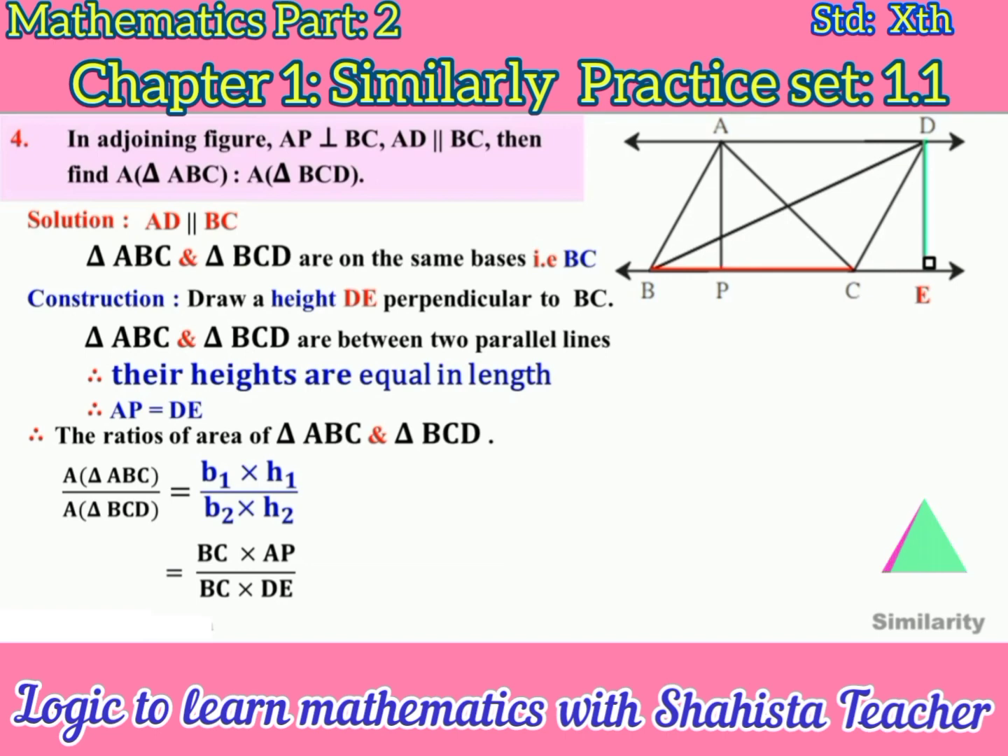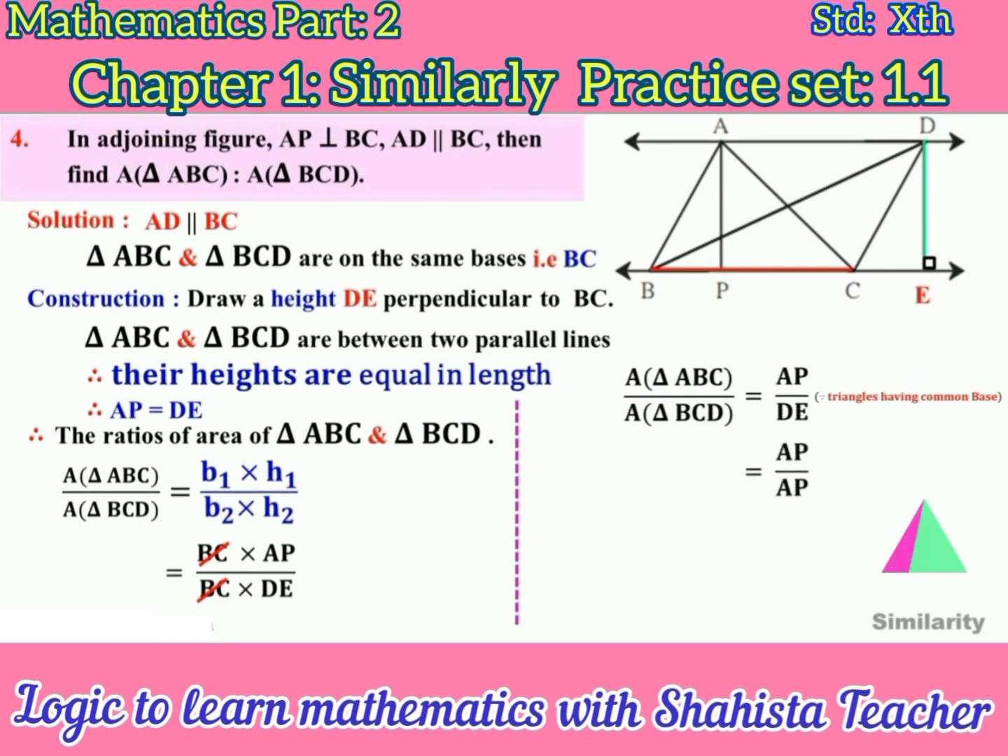As you know, BC is the common base for both these triangles, and AP and DE are equal-length heights. Their heights are equal. So both BC get cancelled. Now triangle ABC upon triangle BCD is equal to AP upon DE. Triangles having a common base, BC gets cancelled. So here we have AP upon DE.